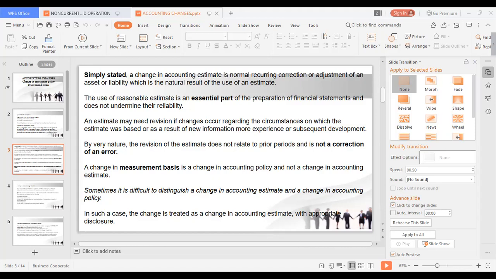The estimated life now was changed from 10 to 12 years. So 12 years minus the expired life of 4 years. So we still have 8 years. Annually, from 2020, the depreciation is 260,000.